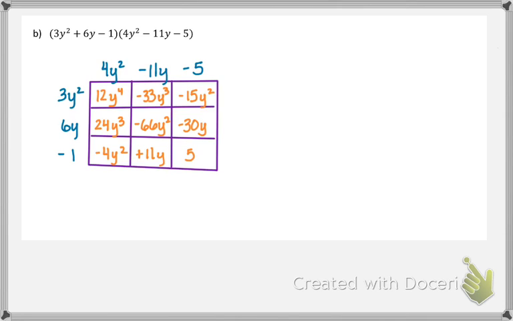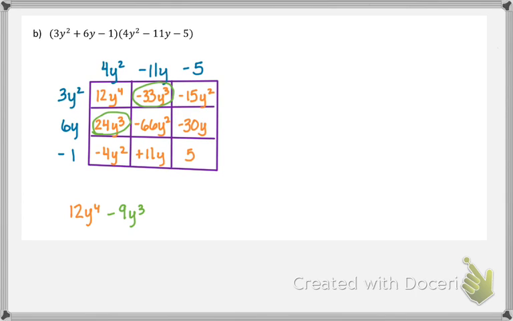Okay. So once we multiply every single term, again, we're going to write it in order and see if we can combine any like terms there. So I've got 12y to the 4th, which has no like terms to combine, but then I have negative 33y cubed and positive 24y cubed. So that's going to give me negative 9y cubed.